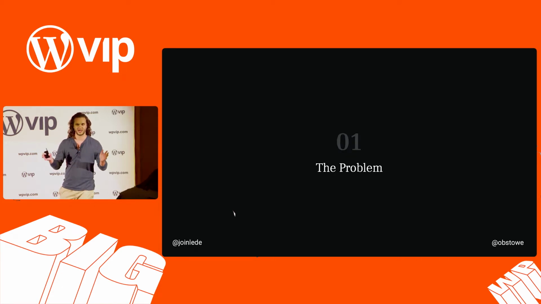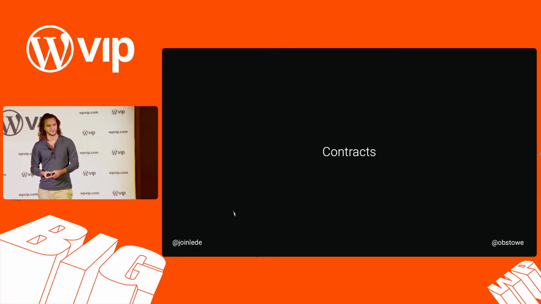All right, so diving into the problem here, the problem of integrating with Gutenberg in a decoupled environment. One of the main things I want you to take away from this section is about contracts. So what is a contract? It's basically a clearly defined set of rules by which two independent decoupled systems can communicate with one another.